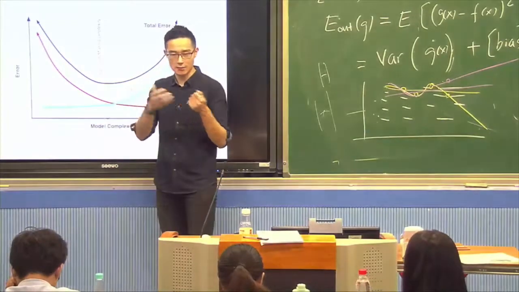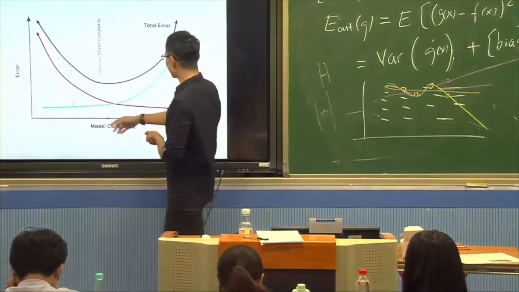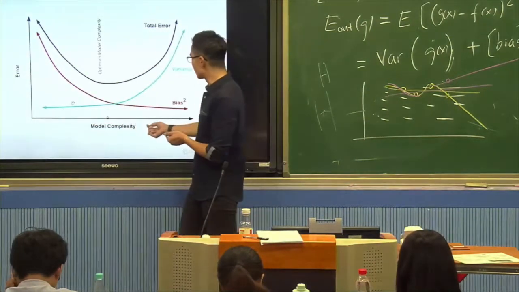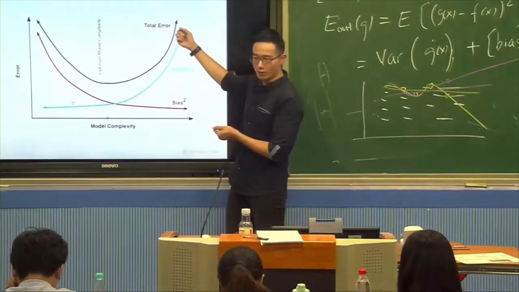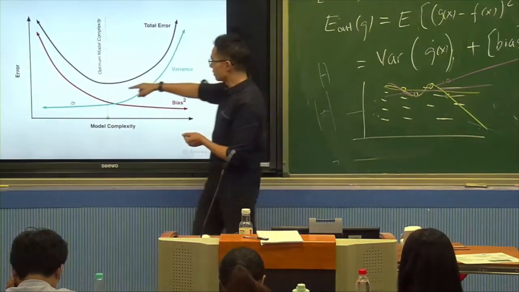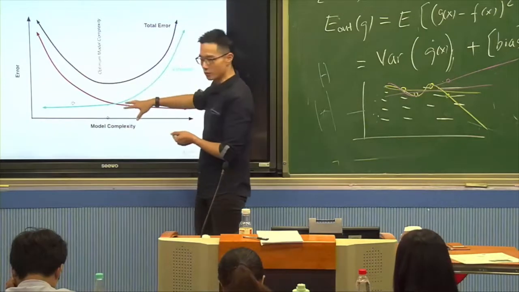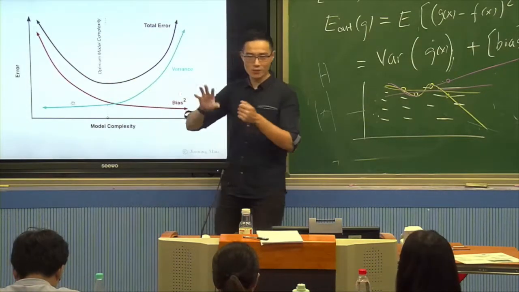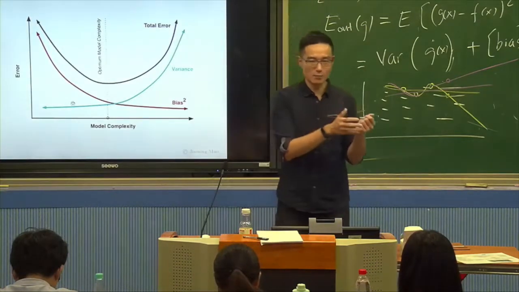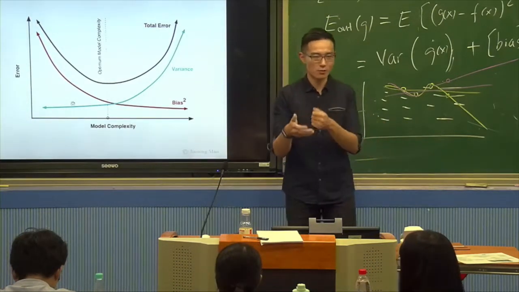that's the same thing as the approximation-generalization trade-off. Here, the more complex your model is, the smaller the bias. But then the variance will quickly go up. And the out-of-sample error, or the total error, is really the combination of the two. So we want to find, again, the minimum point here. So the bias-variance trade-off is simply another expression of the approximation-generalization trade-off.